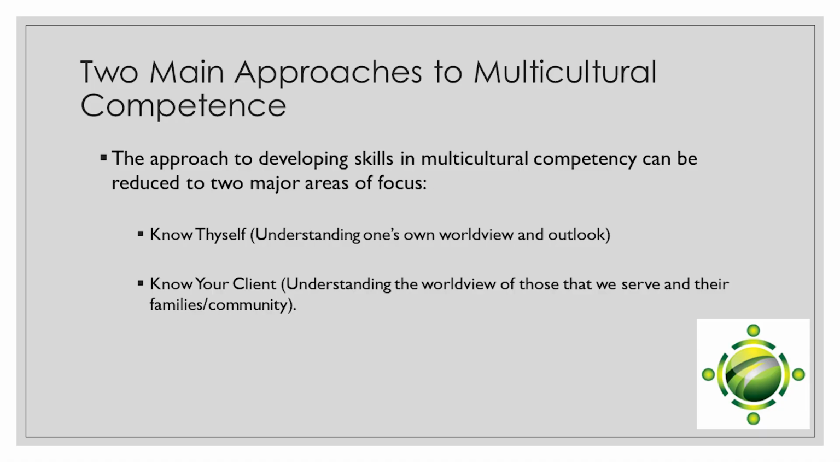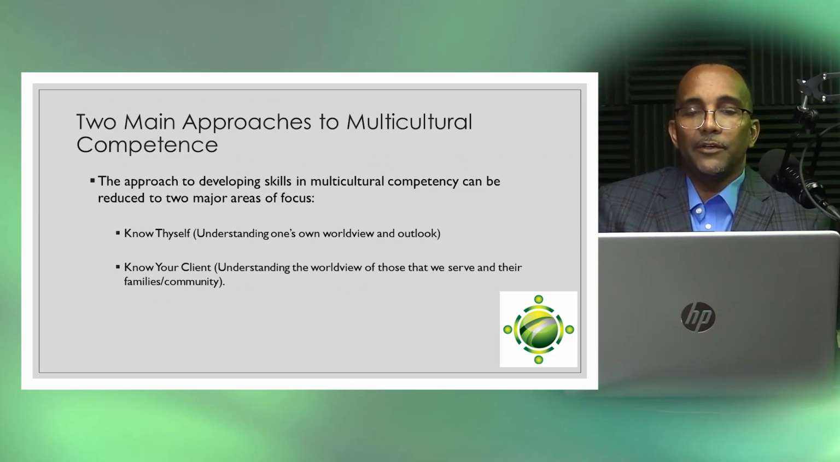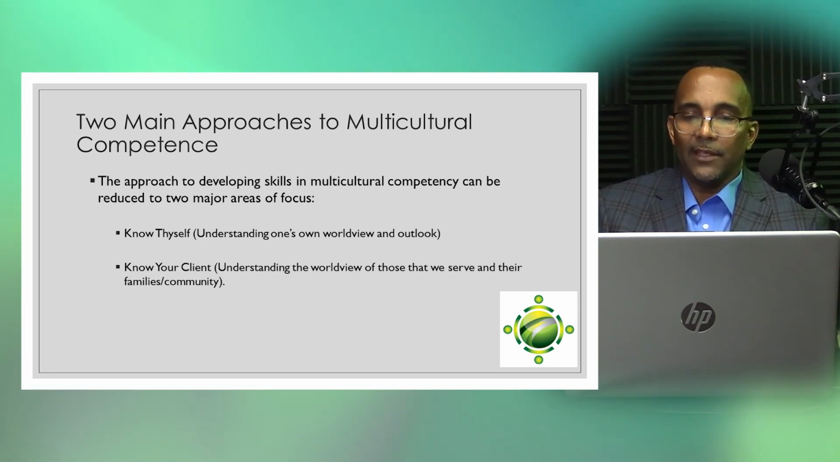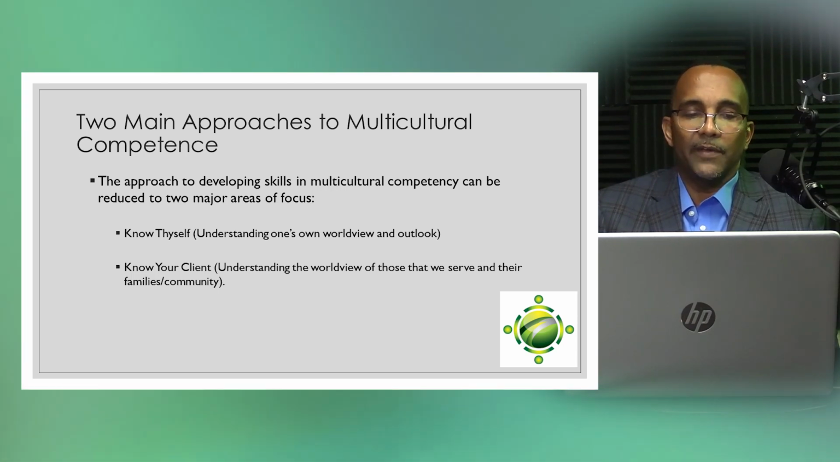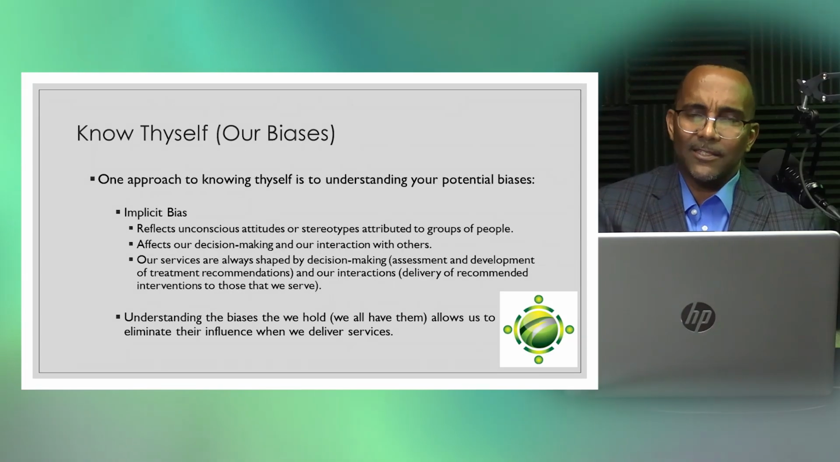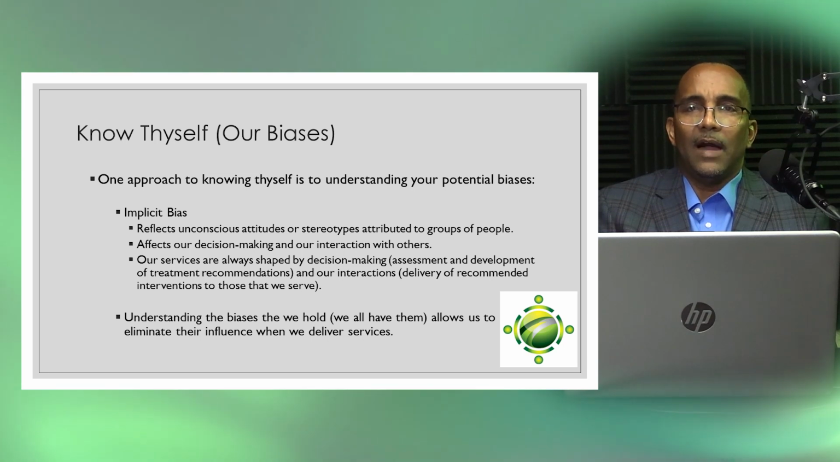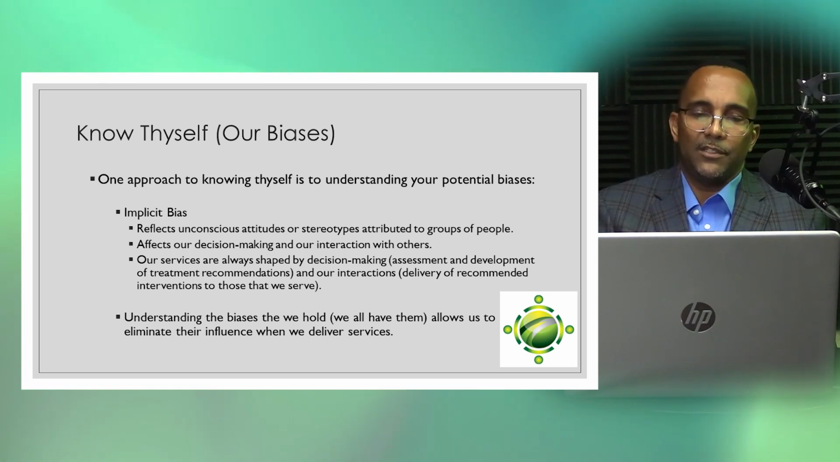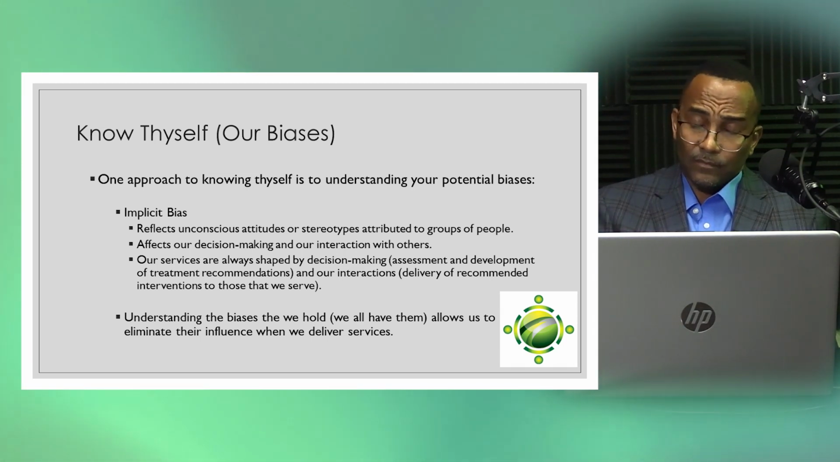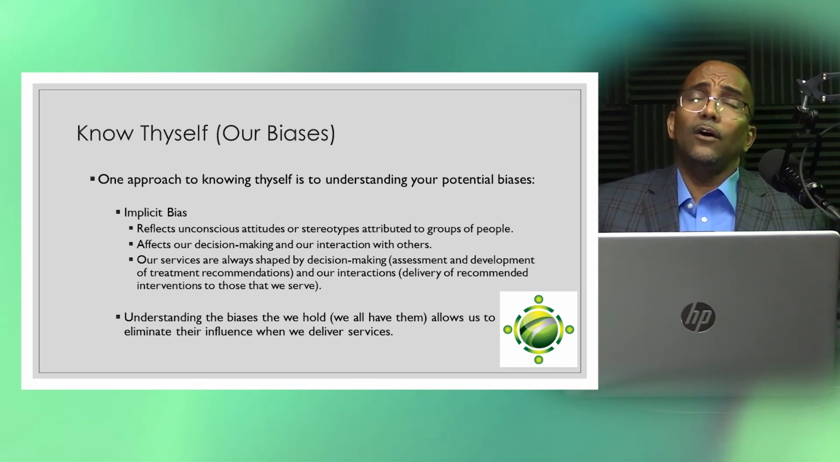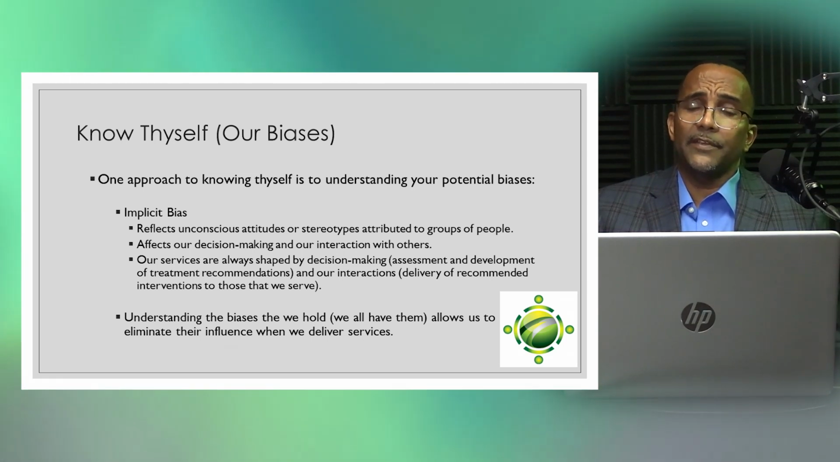The approach to developing skills in multicultural competency can be reduced to two major areas of focus: knowing thyself, or understanding one's own worldview and outlook, and knowing your client, understanding the worldview of those that we serve and their families and community. So let's talk about knowing thyself, our biases. Again, if you had the opportunity to take the Project Implicit, go to the Project Implicit website and take the implicit association test. Some of these things might be familiar to you that we're going over, or you might say, oh, okay, I see what I was doing when I took that test.